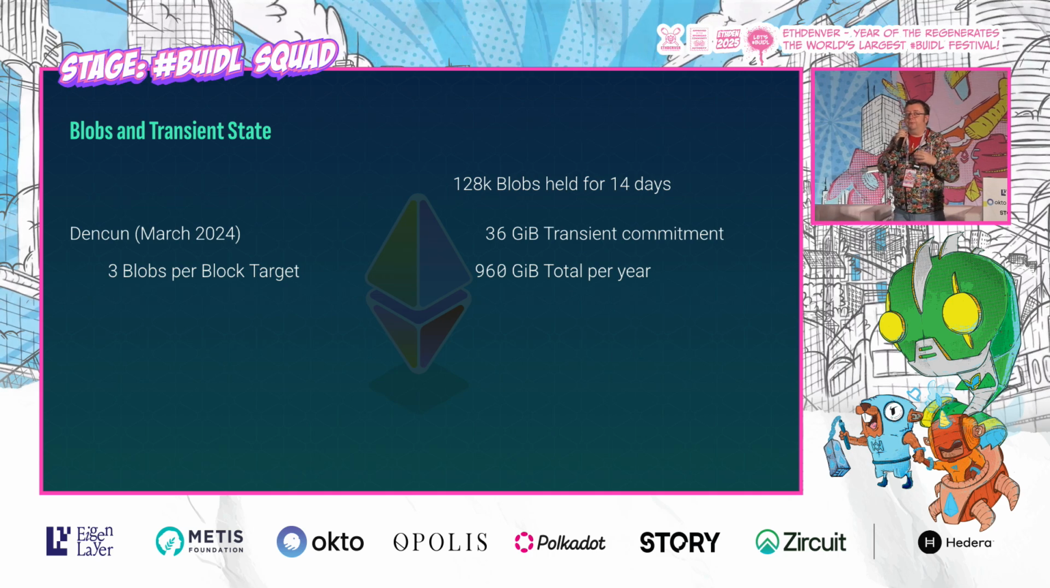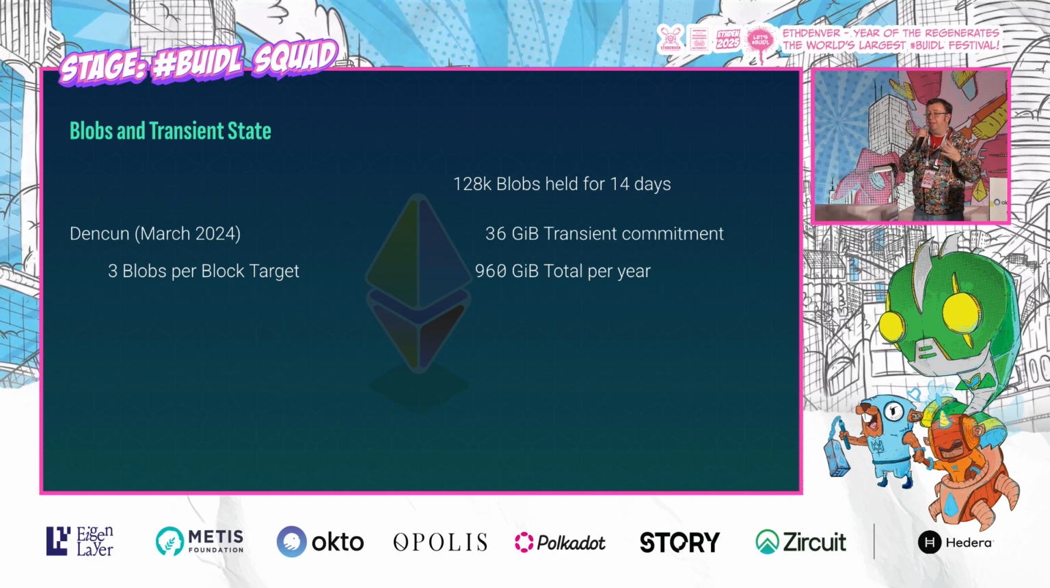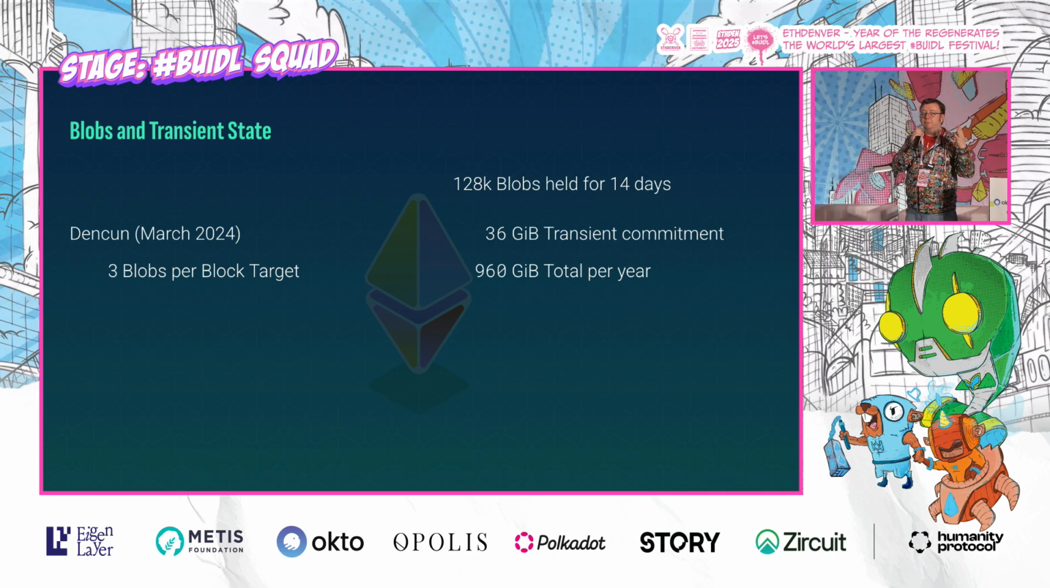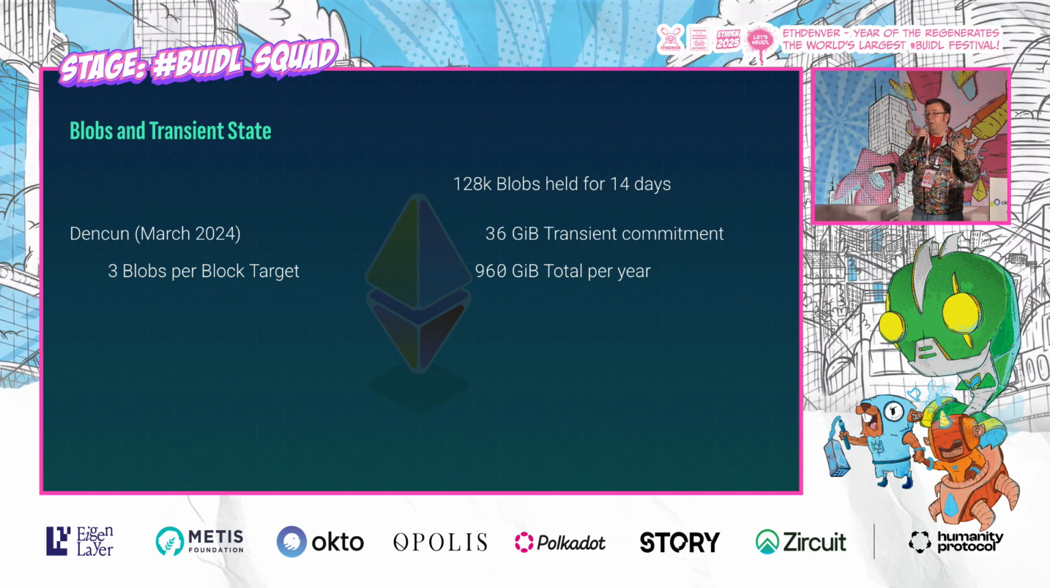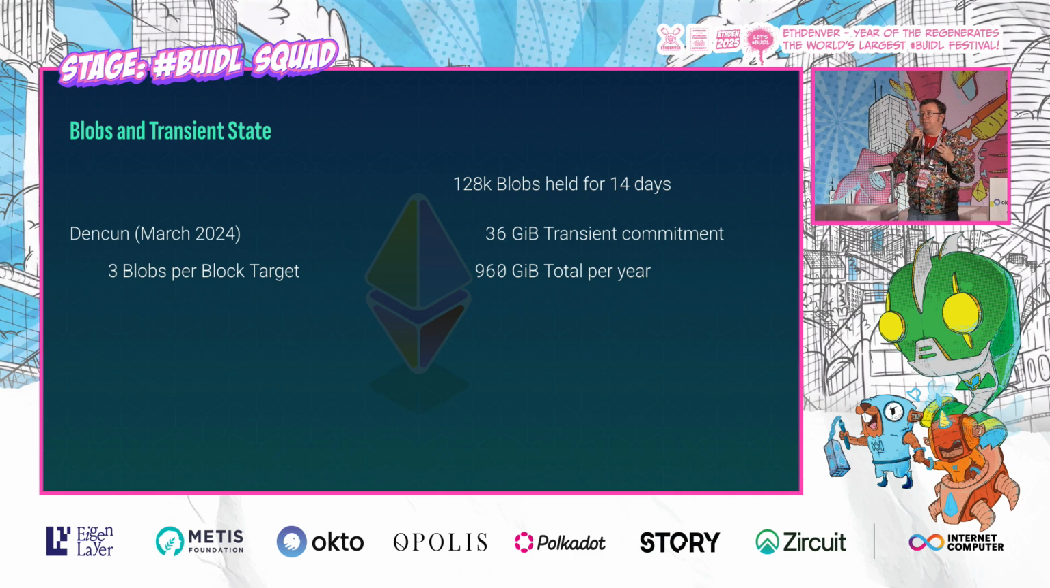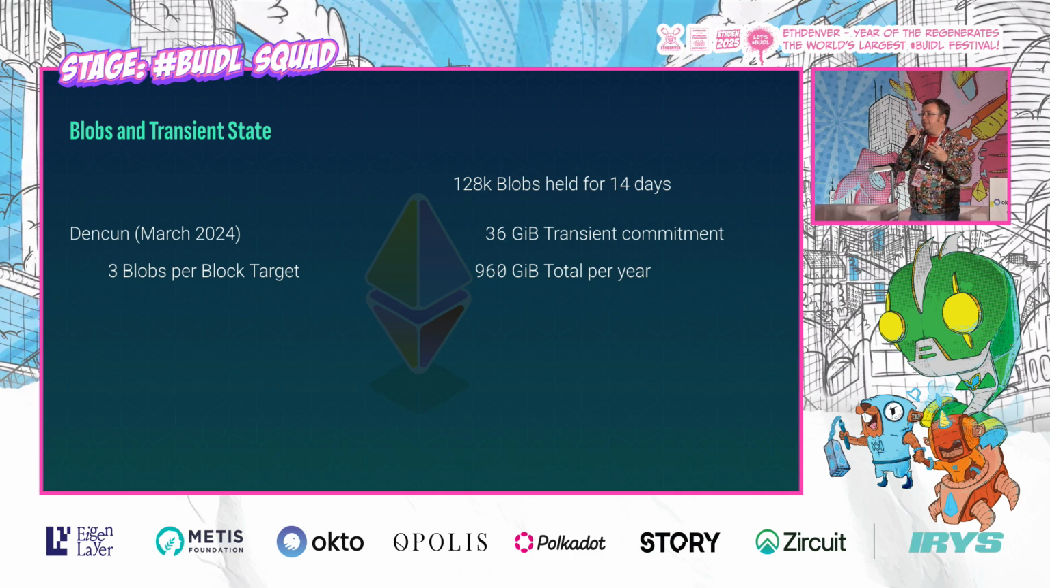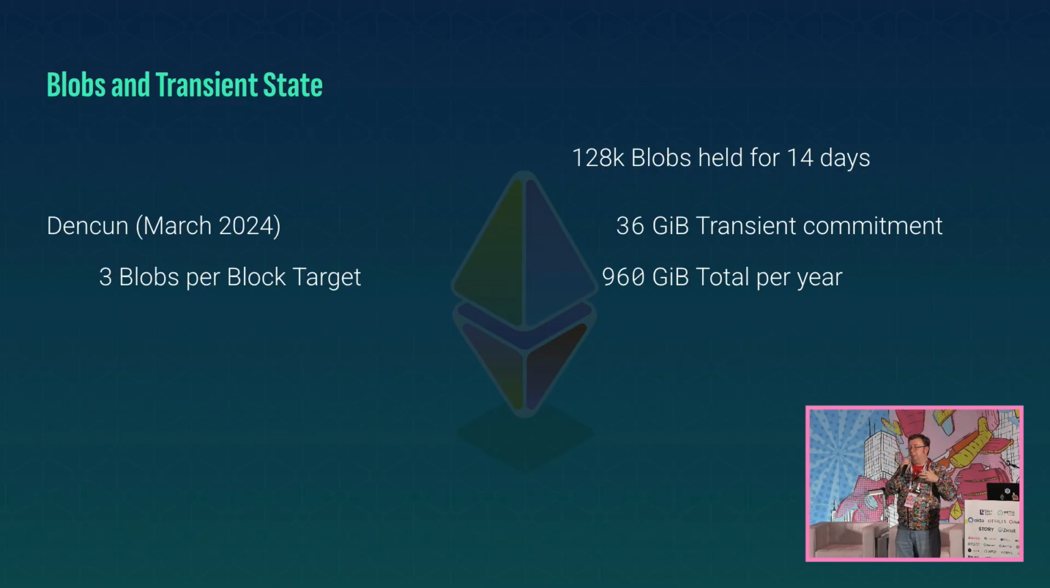Blobs have to be kept for 14 days on the consensus client, and then the consensus client can keep them or dispose of them as they see fit. They're only responsible for retrieving them for 14 days. And when we target 3 blobs per block on average, what that means is you need to take about 36 gigabytes of data on your consensus client to store these blobs. So that means we're transacting in nearly a terabyte of data in blob data.